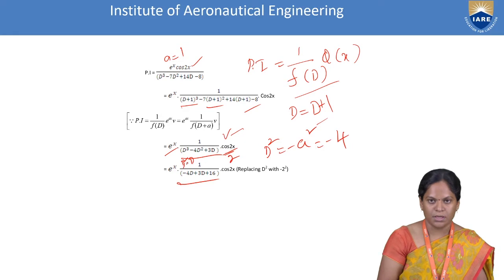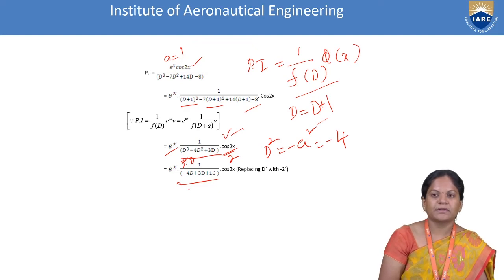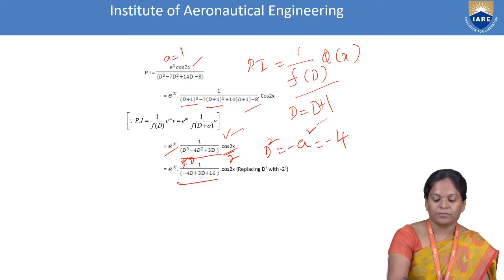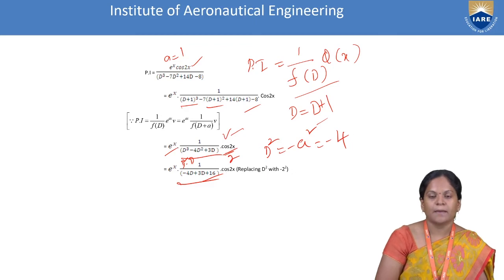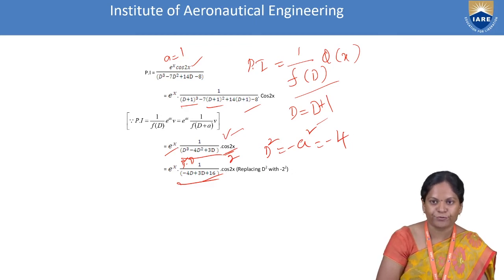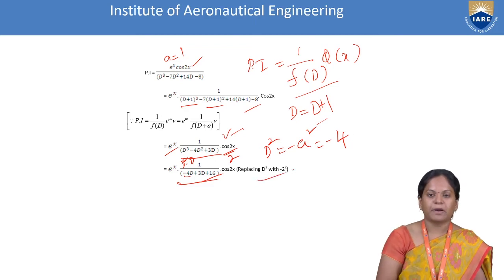Write d square into d. D square is nothing but minus 4 into d as it is. So minus 4d plus d square is nothing but minus 4, again minus, plus 16 plus 3d as it is. We cannot disturb the d term, so d is as it is. Wherever d square appears, in that place only we replace d square with minus 4. So minus 4d plus 3d plus 16 into cos 2x, after replacing d square equal to minus 4.